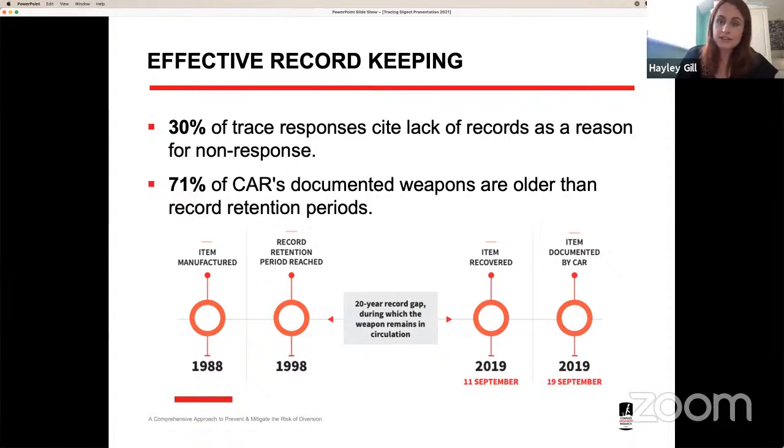Ideally, records would be kept indefinitely to support the diversion detection and investigation. Despite these minimum record-keeping requirements, CAR has received responses from ATT state parties that show export records that go back much further than the thresholds specified in the treaty. For example, CAR received one response that referred to serial number records from the 1930s.